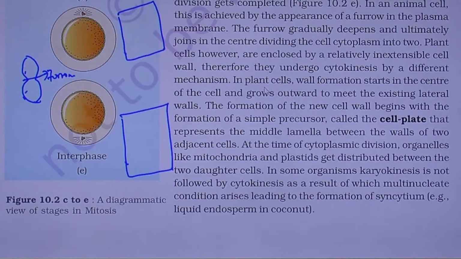In plant cell, the formation starts in the center of the cell and grows outward to meet the existing layer.